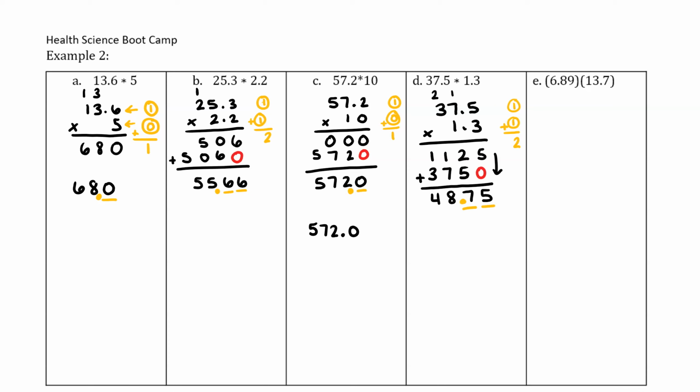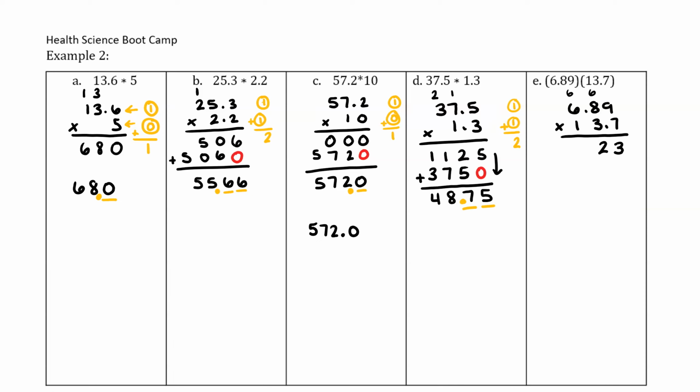One more, 6.89 times 13.7. This one's going to have 3 partial products because the factor on the bottom has 3 digits. So we're going to do this math. 7 times 9 makes 63. So the 3 goes downstairs and the 6 goes upstairs. 7 times 8 is 56. Plus 6 makes 62.